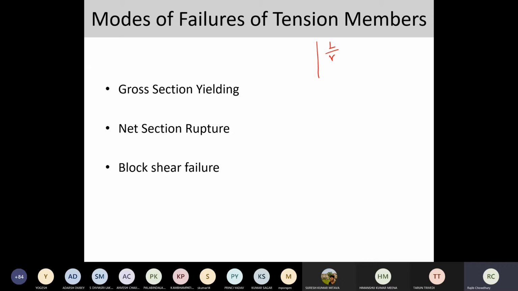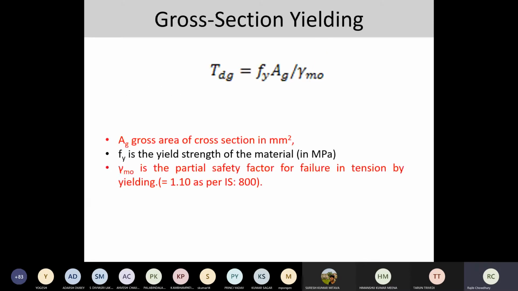So I would propose that all of you please have a look into the IS code to gather what is the limiting, maximum slenderness ratio that has been postulated while making the design of these tension members. Now next I'll be going towards the modes of failure of the tension member. Typically there are three different modes of failure. One is the gross section yielding, then the net section rupture or net section failure, and the block shear failure. So what is the gross section yielding?